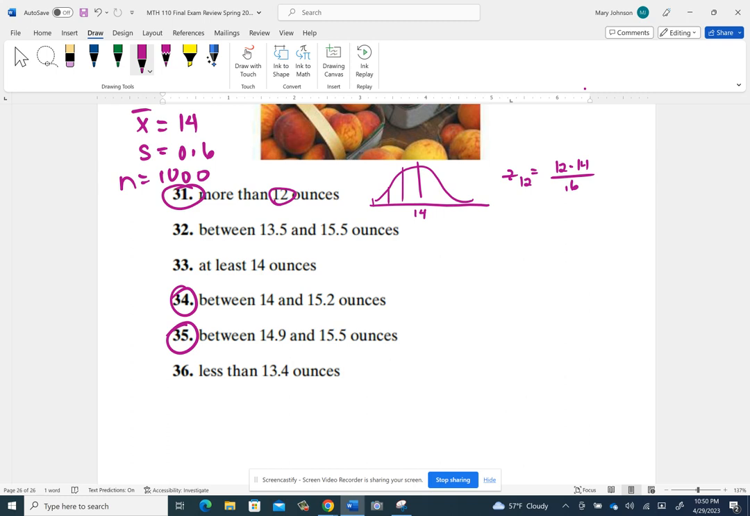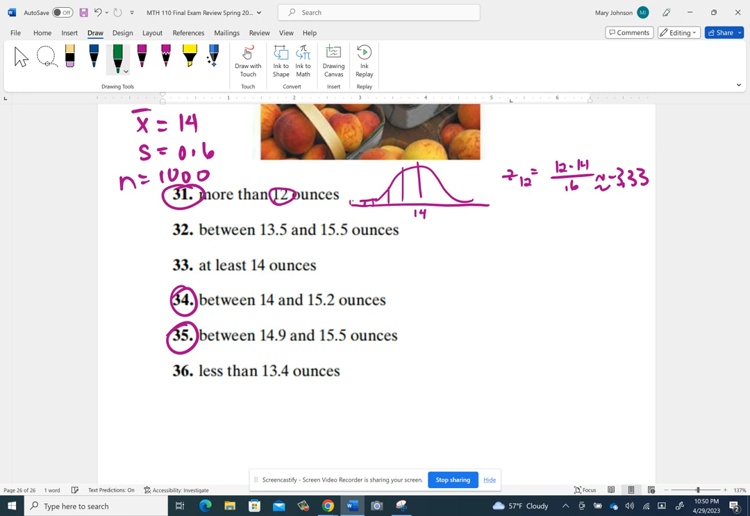And your z-score there turns out to be about -3.33. Round to 2 decimal places because that's what your z-table does. Okay. All right, now I want more than 12. So -3.33 means I'm out here.